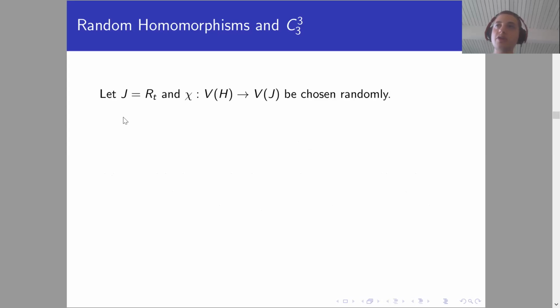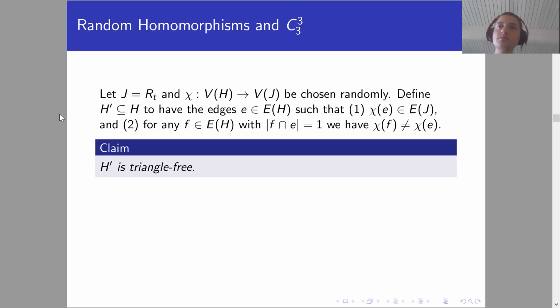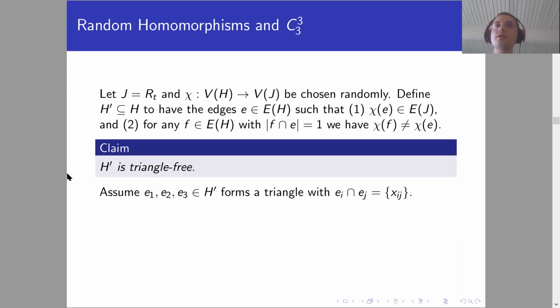So now let's try and do our procedure where we now fix our template to be the Ruzsa-Szemerédi construction for some T, which we'll determine later. And again, we'll start with some random mapping from H to J. And again, we'll define our subgraph if they pass these 2 conditions. And we claim that with this, finally, our subgraph is going to be triangle free. And so let's go and prove this.